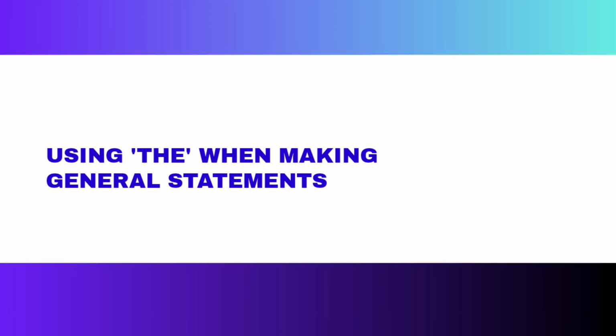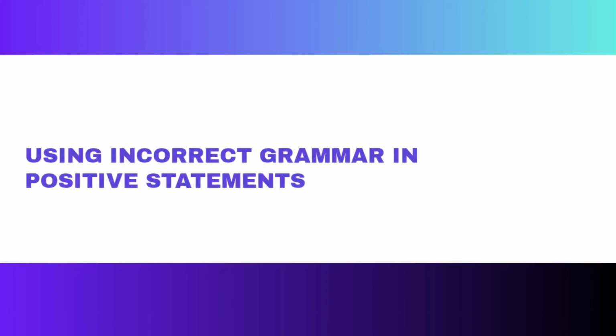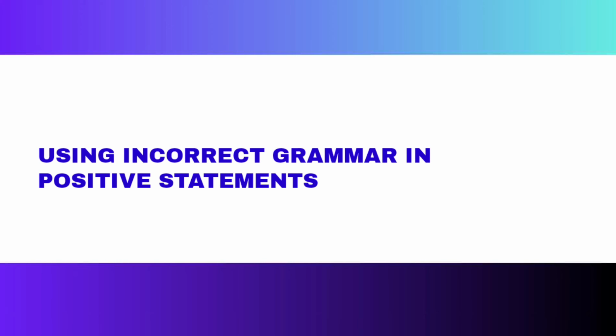How to avoid this mistake? Remember that to use a definite article, you must be talking about something definite. Try to memorize a few concrete examples of general statements. For instance, life is beautiful. War is horrible. Something that makes me anxious is climate change. What's the secret? And last but not least, using incorrect grammar in positive statements.